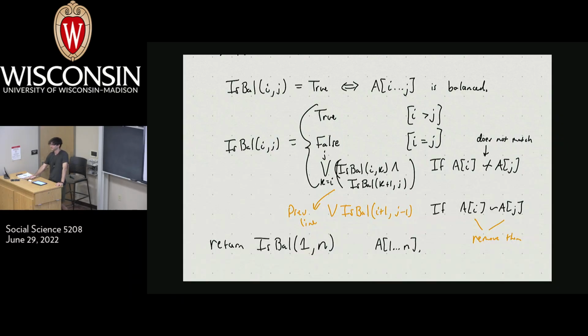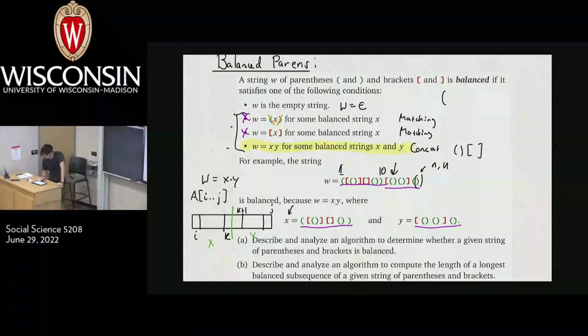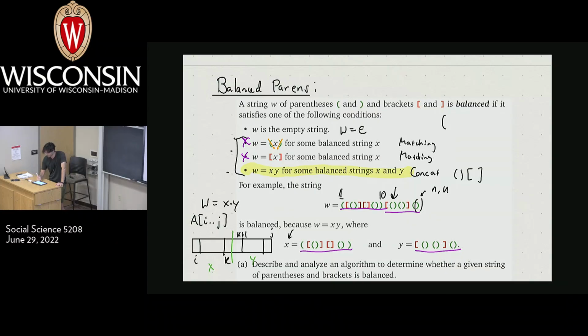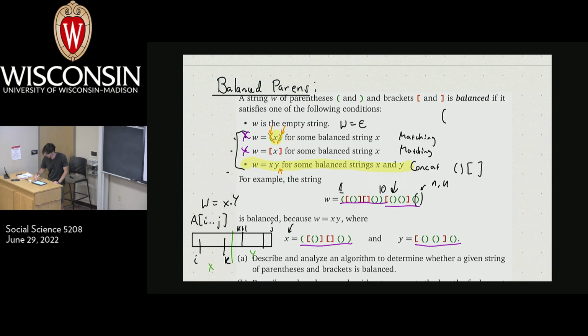Yes. What is that saying in English? Sorry, I'm lost. It's saying in English this definition. The giant or is saying you can break it up into an xy where both are balanced. Okay, so then we start slicing it at random halves until we find the right one. Yeah. Or maybe you can't do that. Instead, you have to take a left paren and a right paren and sandwich something that's also balanced in the middle. So that's the other thing.